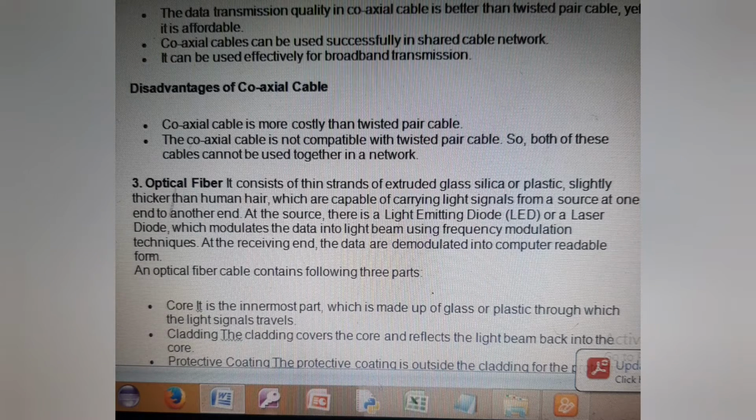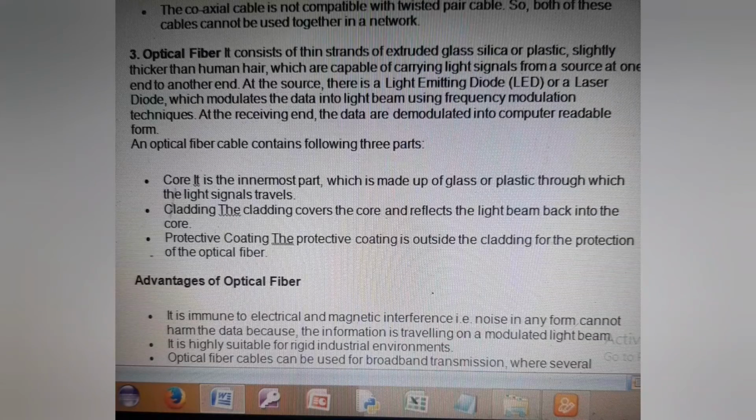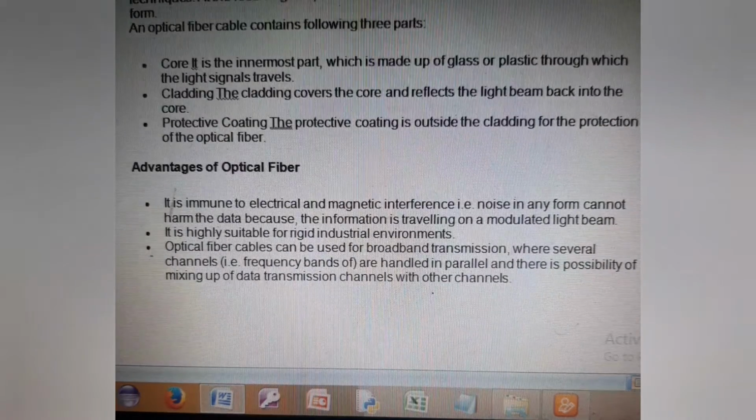Now it has got three parts here, as we can see. First is the core, which is the innermost part, and it has glass or plastic through which light signals can travel. Second is cladding. Cladding covers the entire core from outside and it reflects the light beam. Then third is a protective coating, which is for the protection of the optical fiber.